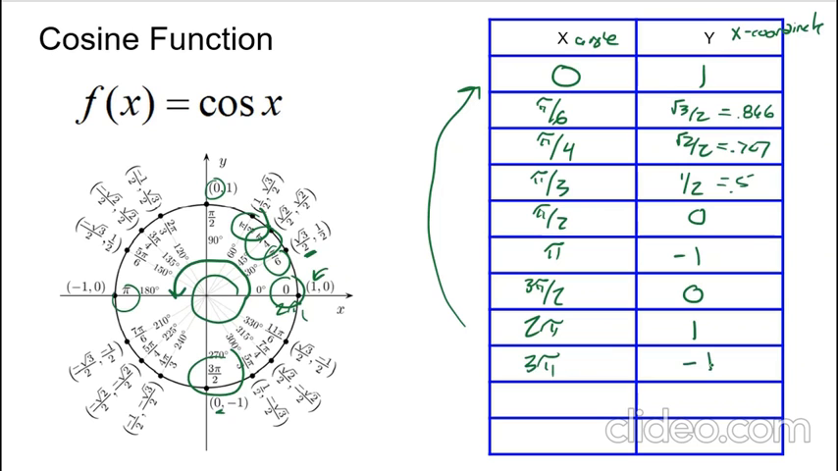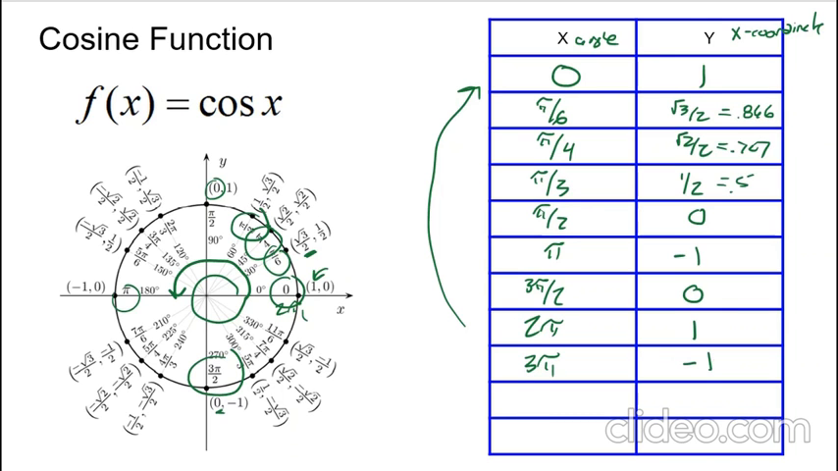Because they end up just repeating themselves. Because after you go around the unit circle one time, you just go around and repeat. You go around and repeat. So every time you go around, your inputs get bigger and bigger and bigger because you're going to be a bigger and bigger angle. But your outputs end up repeating themselves over and over again.